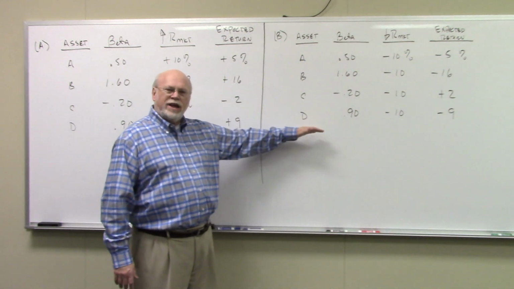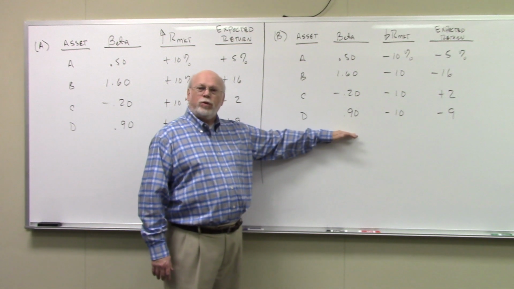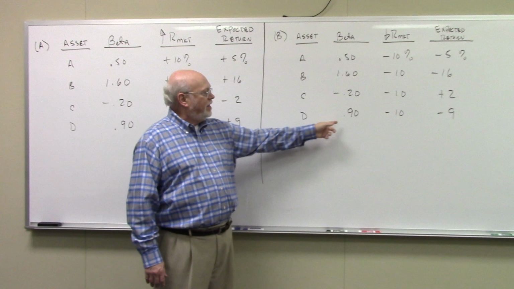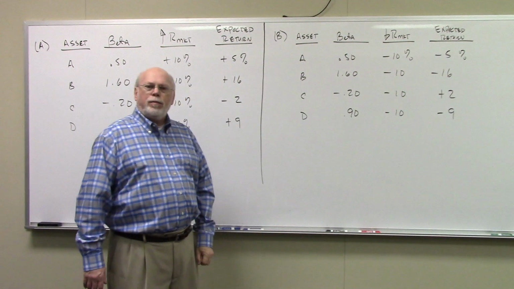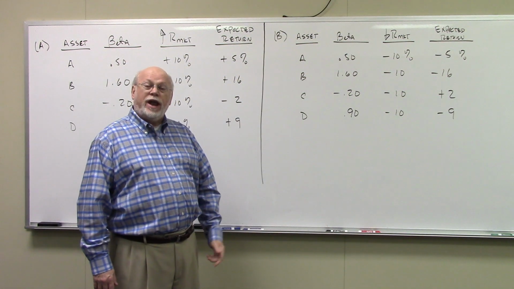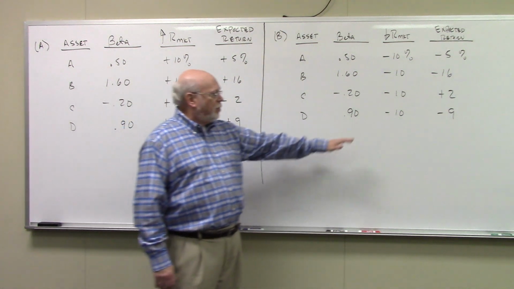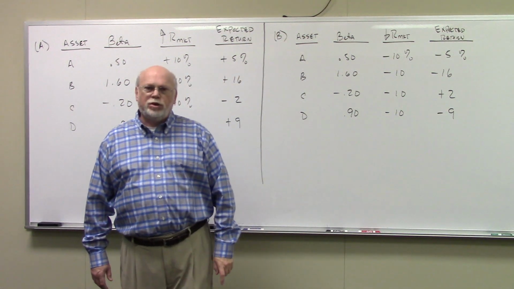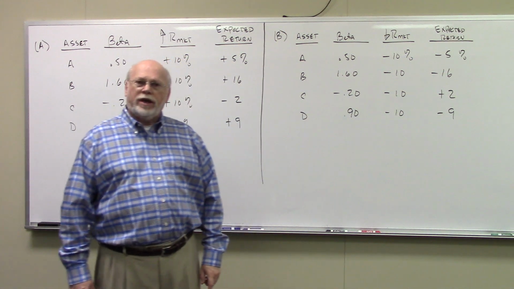A more kind of defensive stock is one with a beta less than 1, something like assets A and D. Asset D, 0.9 beta, you take on 90% of the risk. If the market goes down 10%, you go down 9%. You lose less, you beat the market.